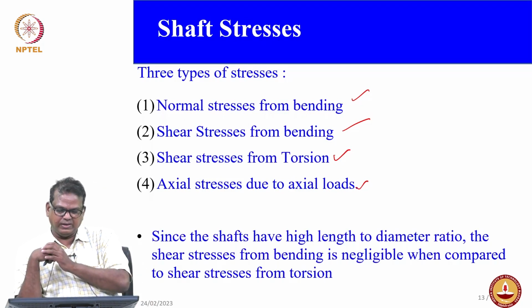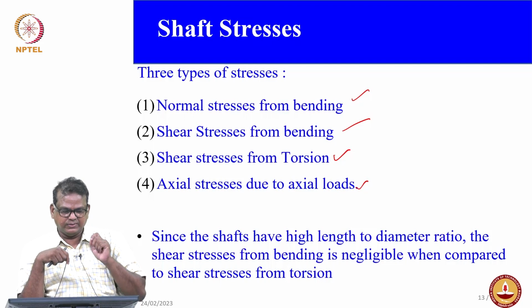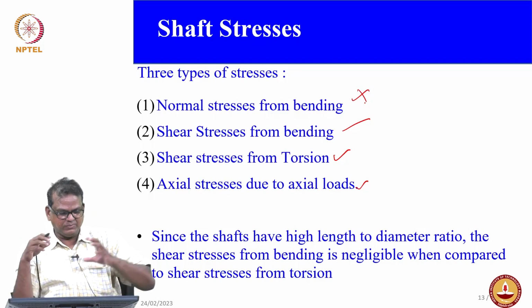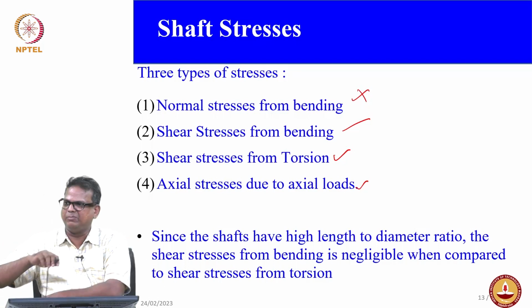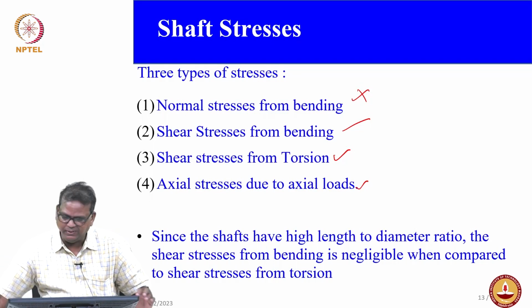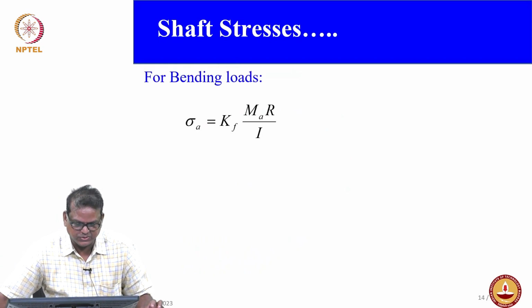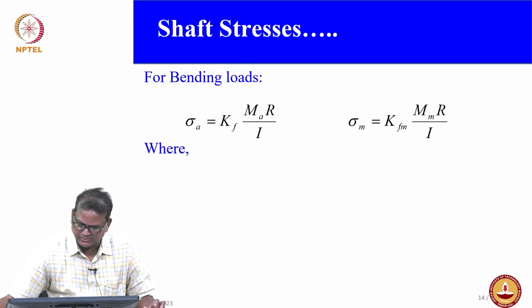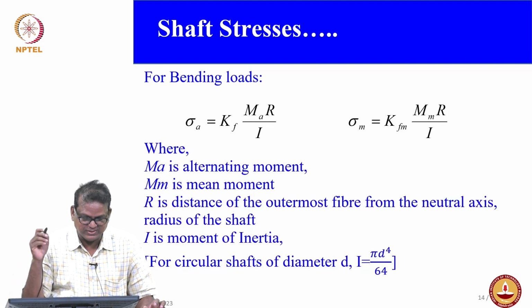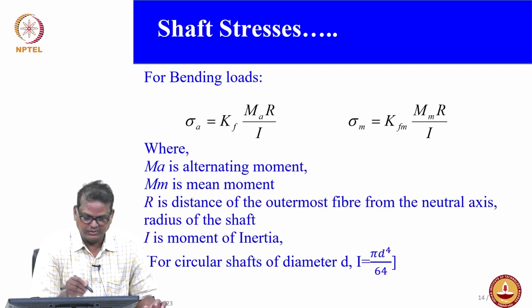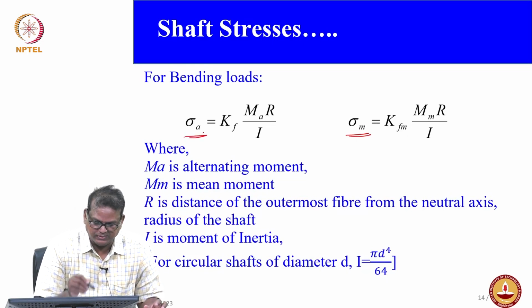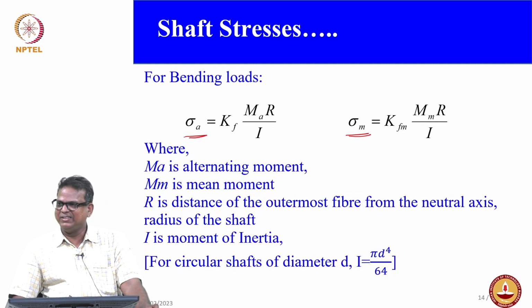Right. Since shafts have a high length to diameter ratio, the stresses from bending are negligible when compared to the shear stress from torsion. Obviously the shear stress will be more crucial than your bending. For the bending loads, this is the standard equation, sigma a equals Kf Ma r by I, and sigma m similarly. I just wanted to inform you what sigma a and sigma m are. Sigma m is the mean stress and sigma a is the amplitude, right.